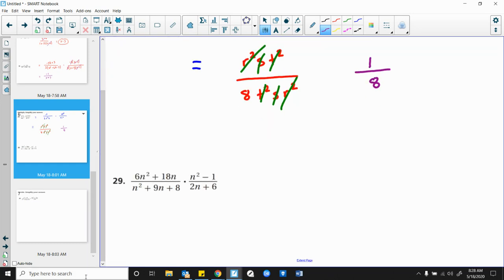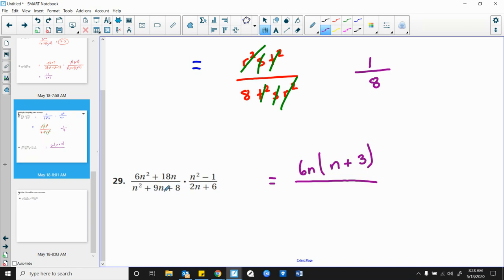Here, there's a lot of factoring that I need to do first. Okay, so let's go ahead and work through this. Starting out here, there's a GCF of 6n. So I'm going to factor out my GCF of 6n, and I'm left with just n plus 3 over. I have n squared plus 9n plus 8.